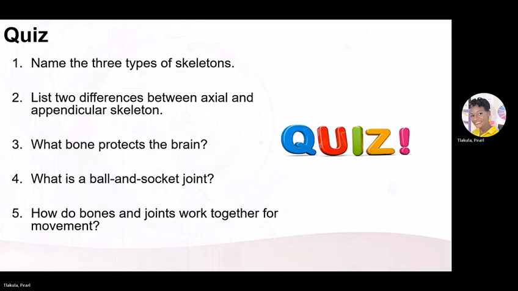Okay, great, good. How do bones and joints work together for movement? Explain in the chat box. How do bones and joints work together for movement? Good, great. Your answers are correct. Most of them are correct.